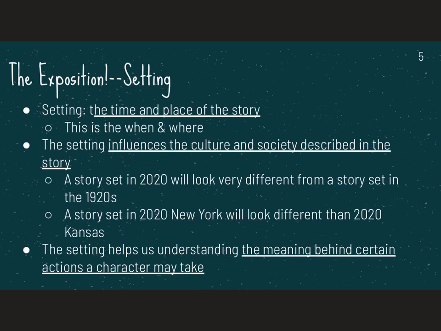Then there's the setting. The setting is the time and the place of the story. This is the when and the where. The setting influences the culture and the society described in the story. So a story set in 2020 will look wildly different from a story set in the 1920s. A story set in 2020 New York will look different than 2020 Kansas. The setting helps us understand the meaning behind certain actions a character makes. This is where history comes in, because the historical context of the setting will influence the story.